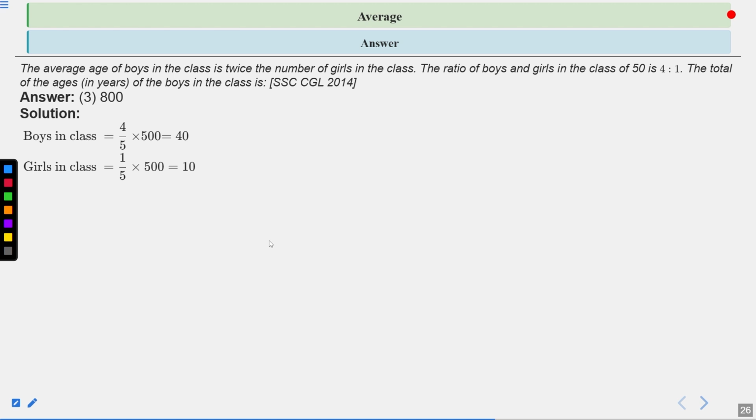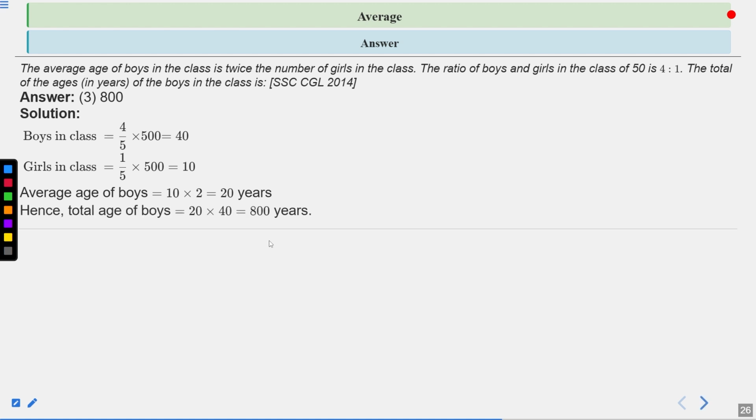So we know that the average age of boys becomes 10 into 2, which is 20 years. Hence the total age of boys will become 20 into 40, which is 800, because it is given that the average age of boys in the class is twice the number of girls in the class. So girls in the class are 10, so the average for boys will become 20, and the total age of boys will become 20 into 40. We get 800 years.